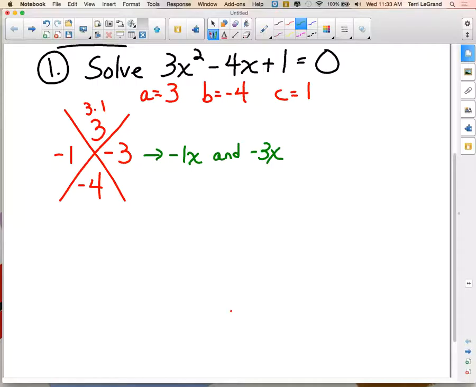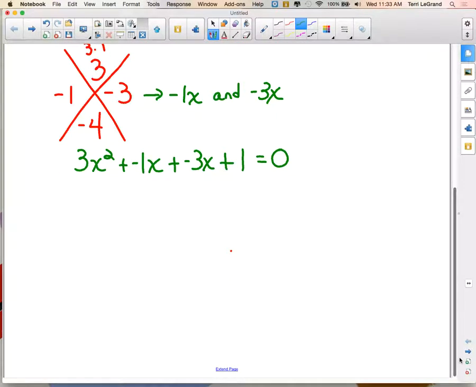So now we're going to rename our quadratic function. Instead of 3x squared minus 4x, let's add the opposite: 3x squared plus negative 1x plus negative 3x plus 1 equals 0. So we've just made it into a quadratic, no longer a trinomial, but a four-term polynomial. Now what do we do? Noah?